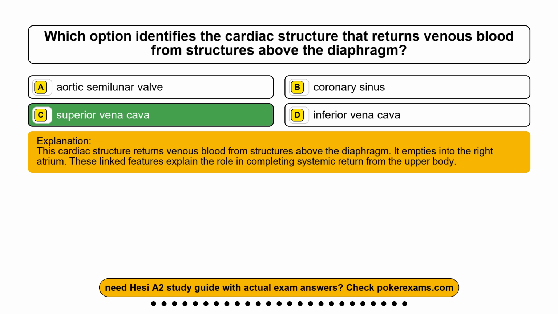This cardiac structure returns venous blood from structures above the diaphragm. It empties into the right atrium. These linked features explain the role in completing systemic return from the upper body.